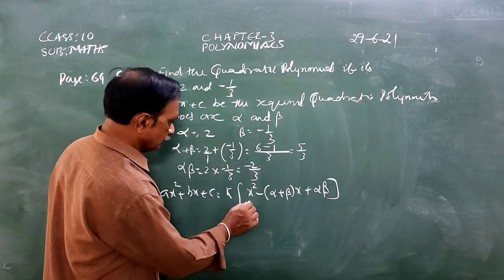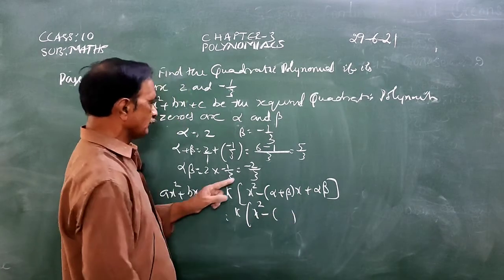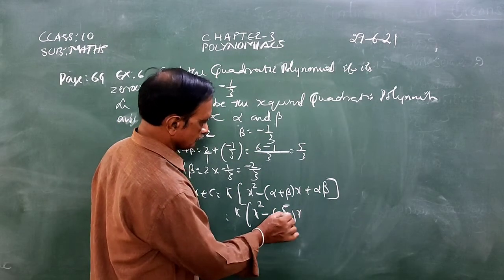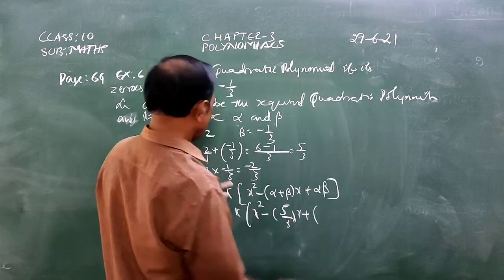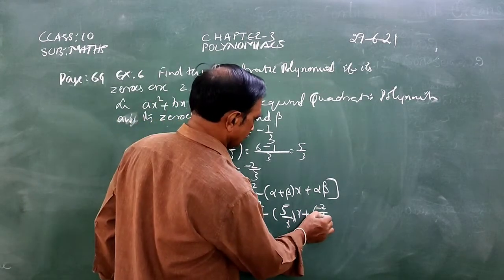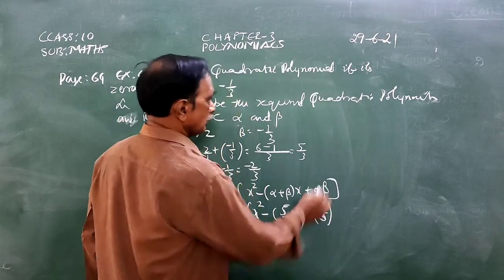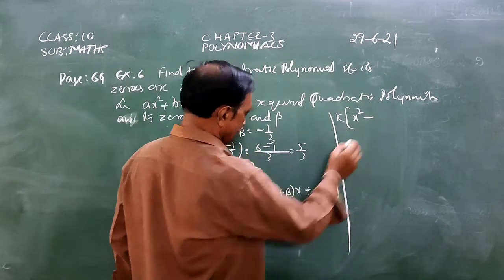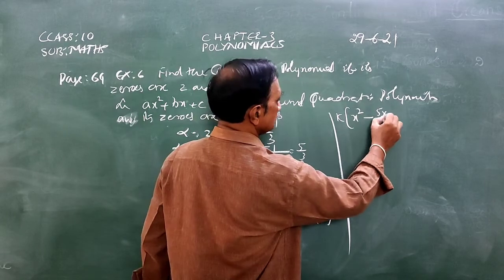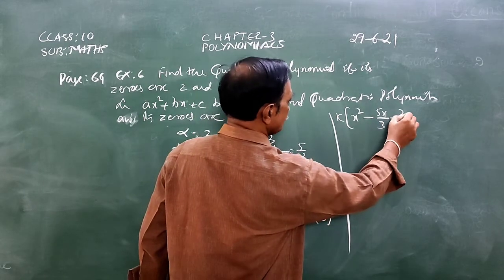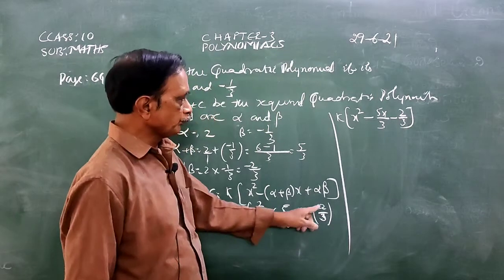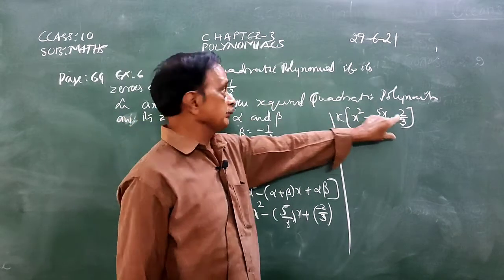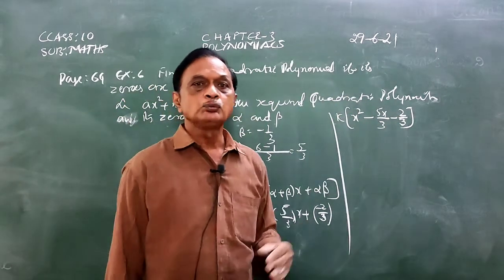So k into x square minus, what is alpha plus beta here? 5 by 3, into x, plus what is alpha into beta? Minus 2 by 3. Now simplify this: k into x square minus 5x by 3 minus 2 by 3. Now we can put different values for k to get a quadratic polynomial whose zeros are 2 and minus 1 by 3. But here we take k equal to 3.